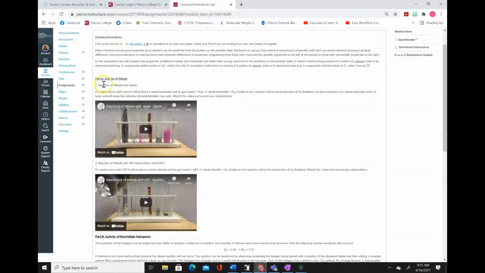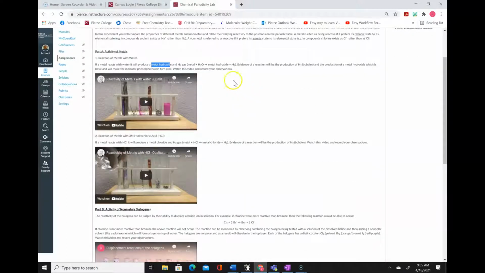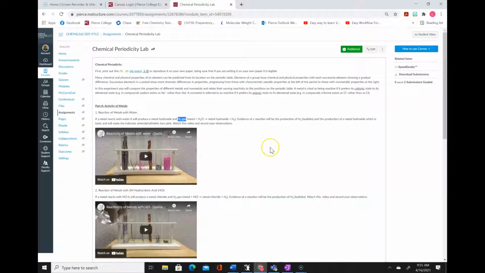So it gives you a little blurb about each of the videos that you're presented with, and it tells you that if a metal reacts with water, it will make a metal hydroxide and hydrogen gas. So we can detect the formation of hydrogen gas. Because it's a gas, it'll create bubbles. And hydrogen gas is actually a flammable gas. Another way of detecting hydrogen gas would be to burn it, and it burns with a characteristic pop.